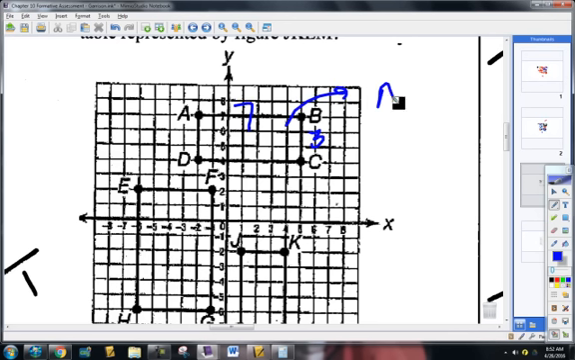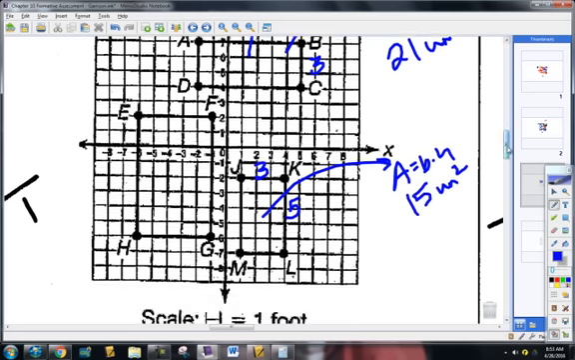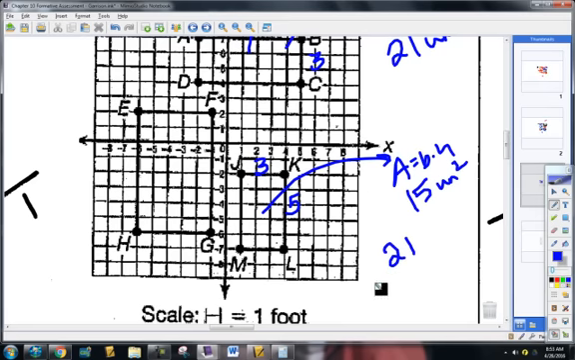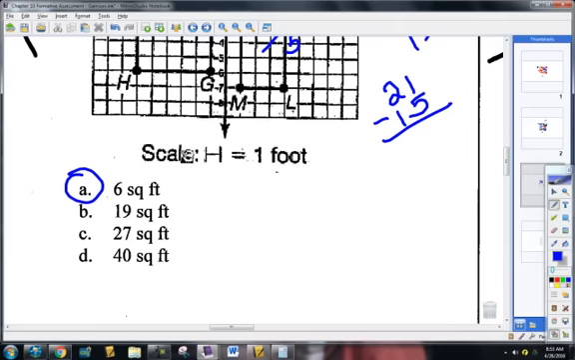So obviously you should have done this. You didn't have to. You would end up getting 21 units squared. For JKLM, that is going to be 3 by 5. So if you do it this way, that's going to be 15 units squared. And then what do we need to do to find how much greater that one is? 21 minus 15, right, guys? That's going to give us 6 feet squared, letter A.